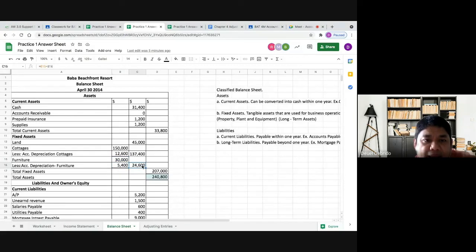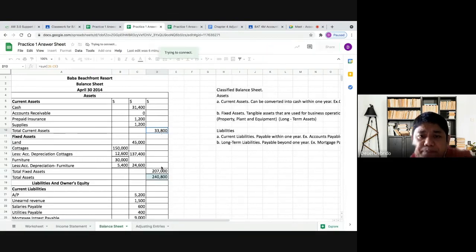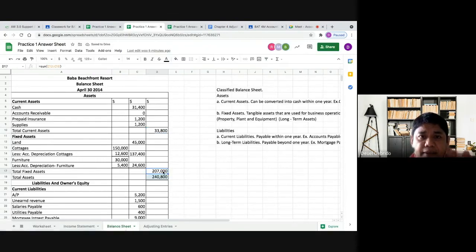Now, to get the total fixed assets, guys, we will add them all: 45,000 plus 137,400 plus 24,600. The sum should be in the third column, 207,000, which is your total fixed assets. Now, to get the total assets, we take 33,800, which is total current, plus total fixed. You got $240,800. Any question about the assets before we go down? So far, so good.